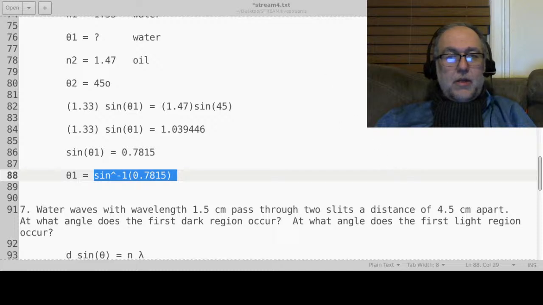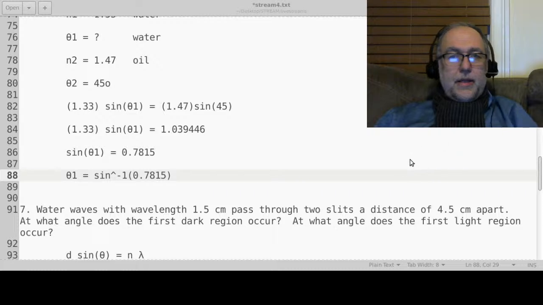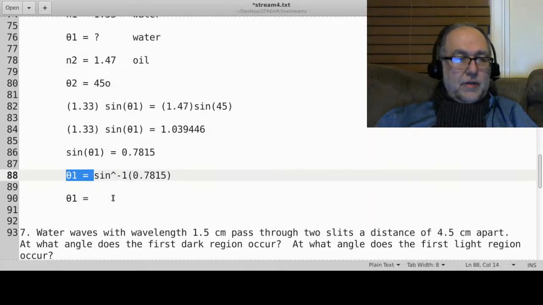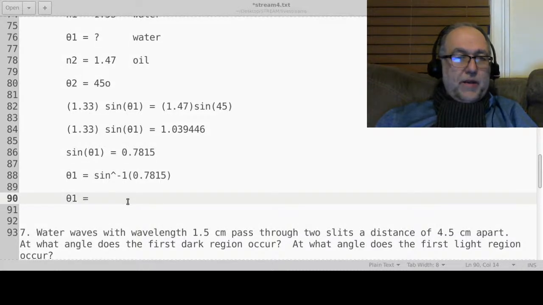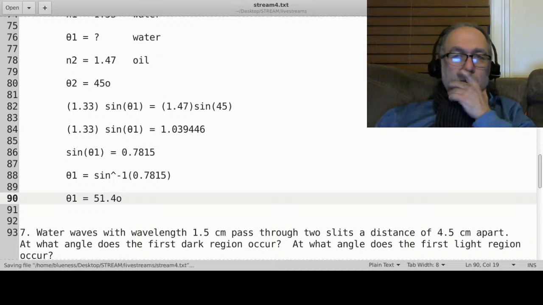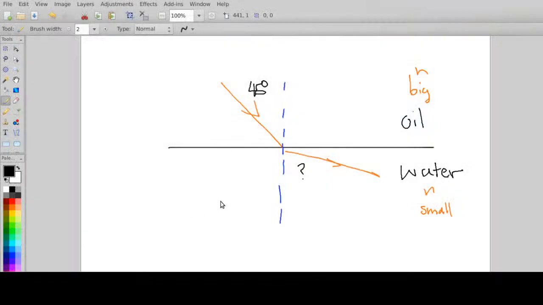And what's that going to equal? That's going to give me a theta 1 of 51.4 degrees. Okay, so there we go, 51.4 degrees. If I switch back here to the whiteboard, that question mark there is 51.4 degrees.